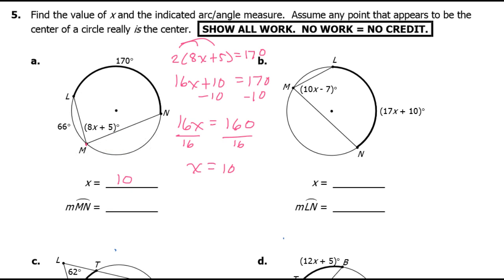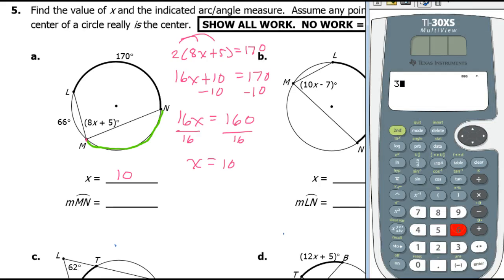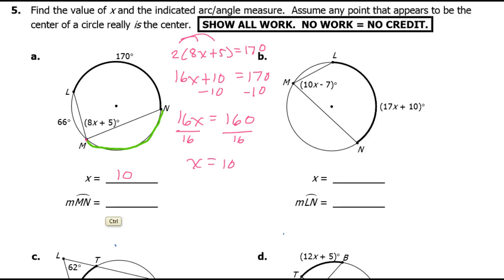Okay, Owen. I need to find the measure of arc MN, which is right here. How do I find it? You subtract 360, 66, 170. Correct. All right, you start subtracting from 360, so minus 66 minus 170. So that leaves 124 for MN.